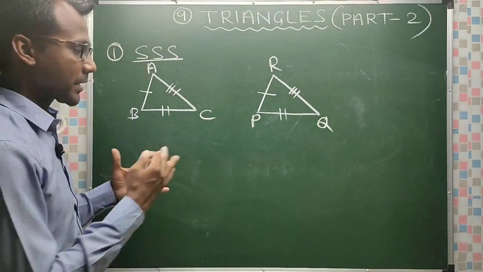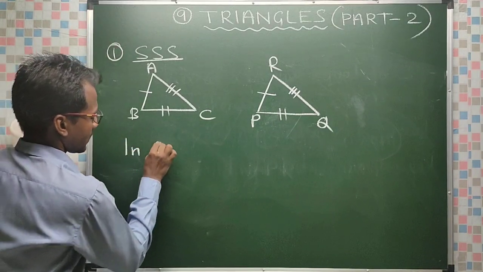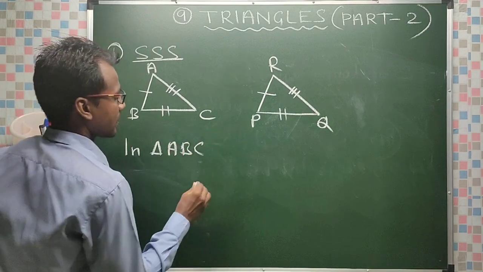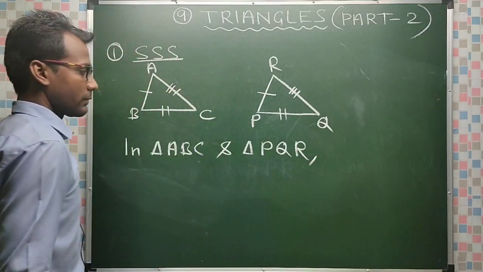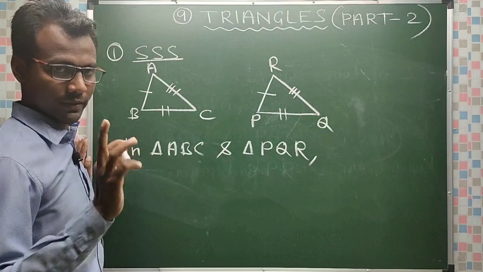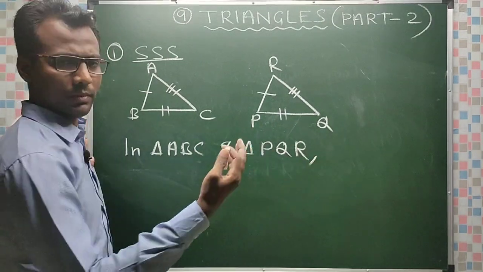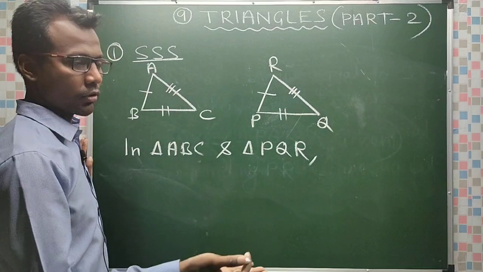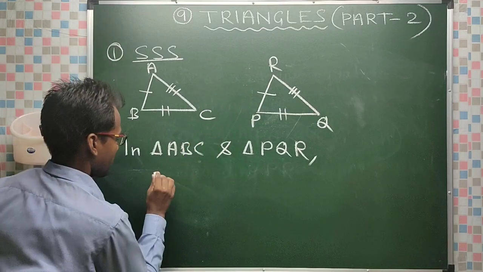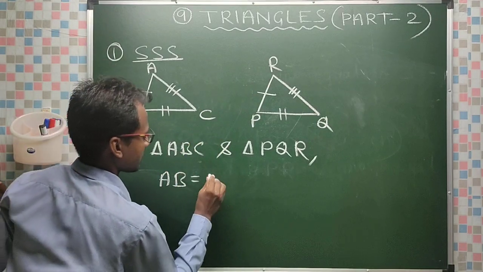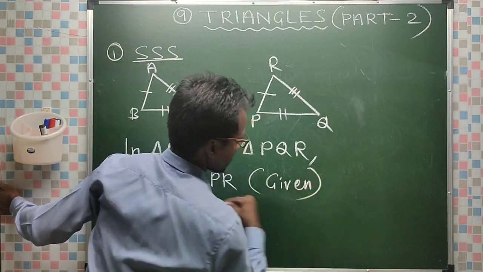Let us write it. In triangle ABC and triangle PQR, from the beginning we don't know the order. Order is very important. From the beginning you can write in any way you want: ABC, PQR, QRP, QPR, in any order. Now let us write the sides. AB is equal to PR. This is given.